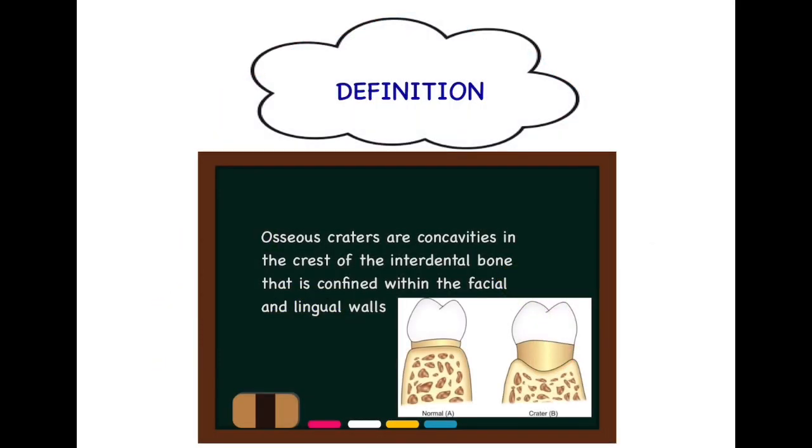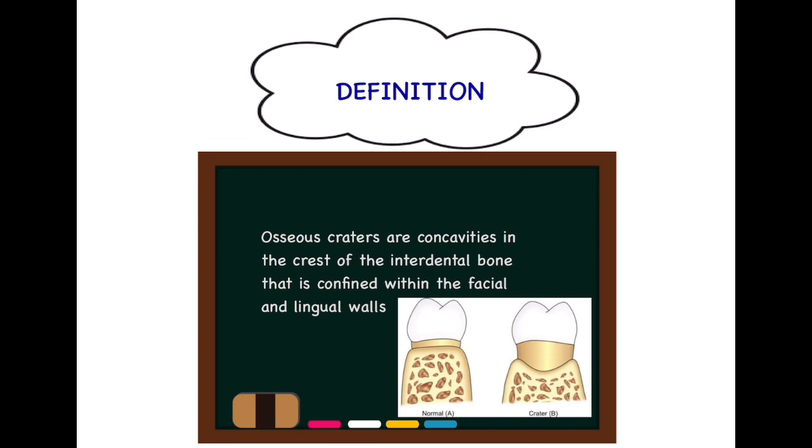By definition, osseous craters are concavities in the crest of the interdental bone, which are confined within the facial and the lingual walls. So, we know that osseous craters are basically a type of bony defect. The shape of this bony defect is like a concavity, similar to the shape of a saucer. And these are present within the crest of the interdental bone. Interdental bone is something which lies between two teeth. And these concavities are present within the crest of that interdental bone.